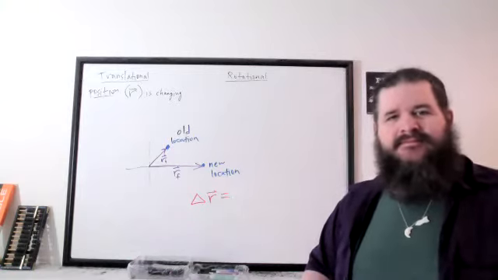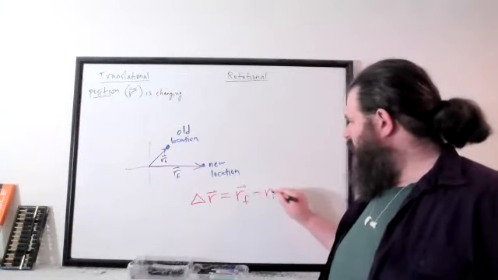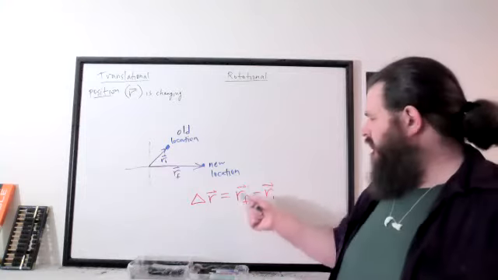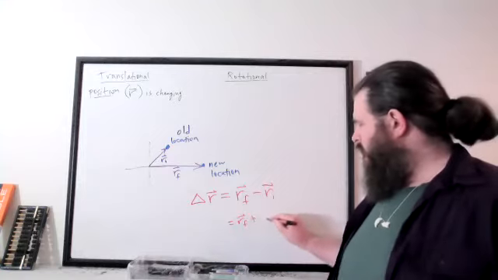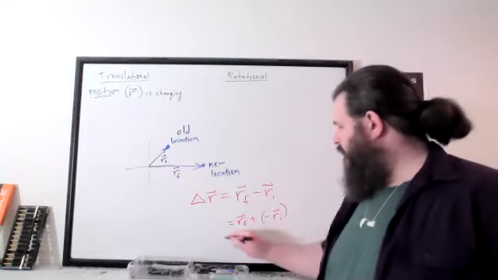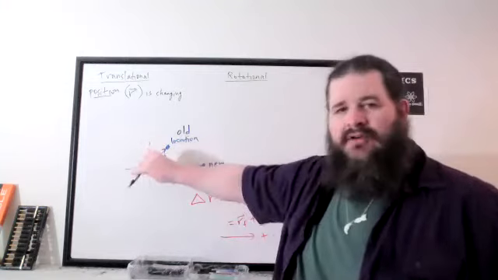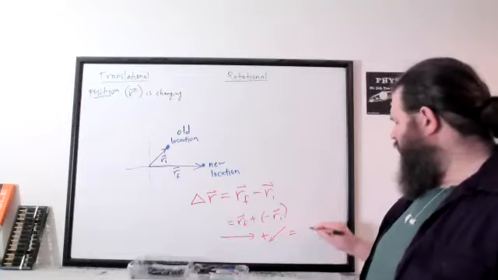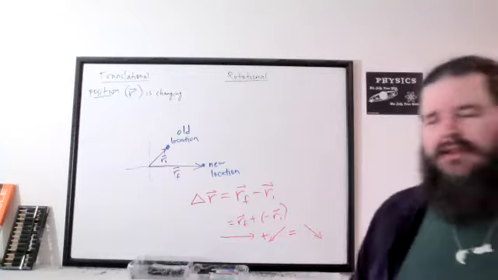It's R final minus R initial. Yeah, we can write this as R final minus R initial. And a delta of some vectors, you could think of that as the final plus the opposite of the initial. So we could draw our final plus, and then the opposite of our initial would just be in the opposite direction. So that'd be something like this, if we add those head to tail.